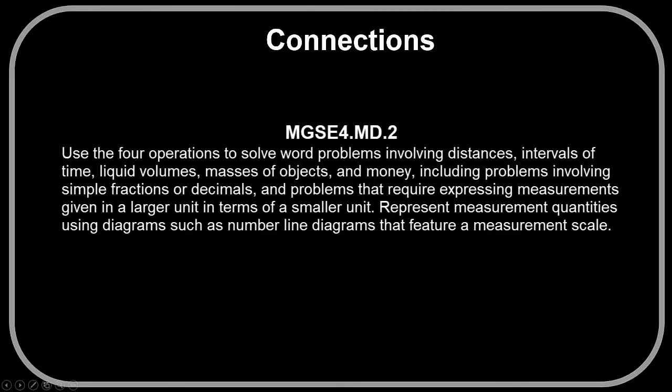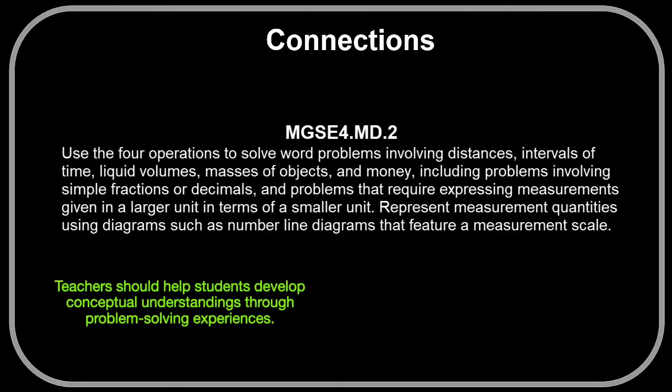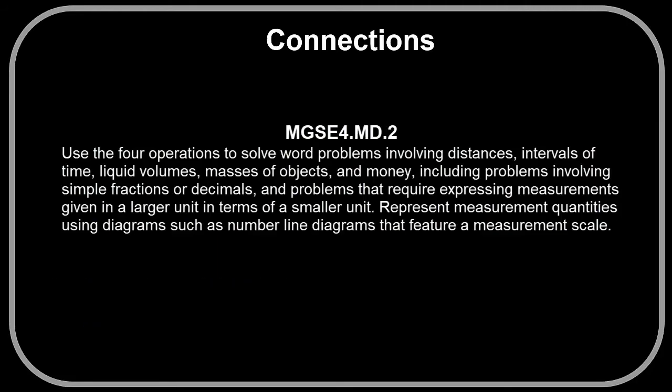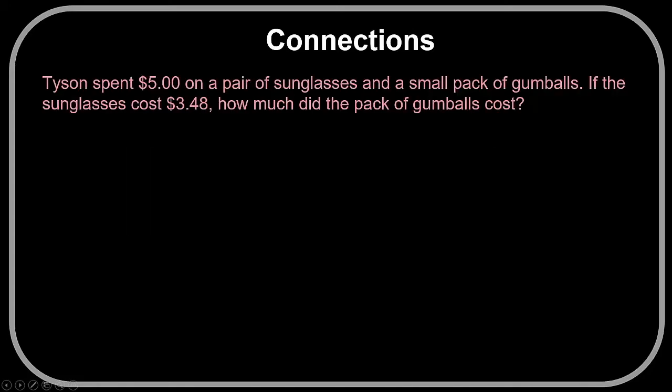After students have ample experiences with decimal concepts, they begin to solve problems with decimals, which applies to Standard 4.MD.2. Let's look at an example. Tyson spent $5 on a pair of sunglasses and a small pack of gumballs. If the sunglasses cost $3.48, how much did the pack of gumballs cost? Let's represent this problem with a bar model.